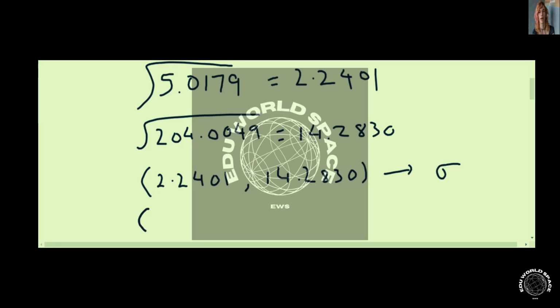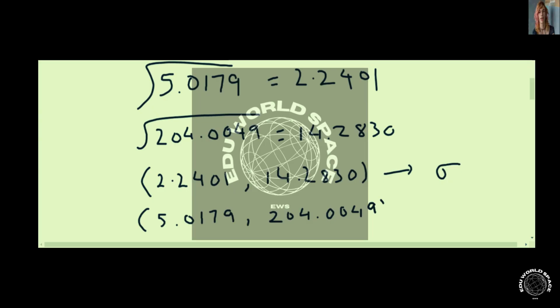And as we found before, the confidence interval for the variance is 5.0179 and 204.0049.